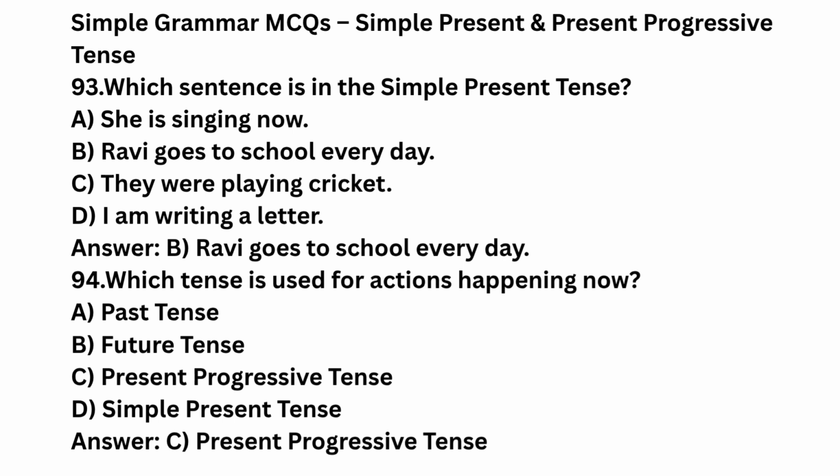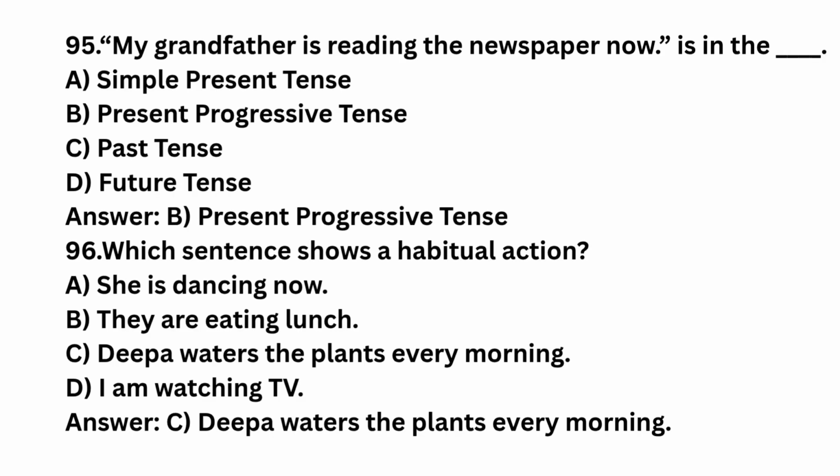Which tense is used for actions happening now? Past tense, future tense, present progressive tense, simple present tense. Answer: present progressive tense. My grandfather is reading the newspaper now. "Is reading" is in the simple present tense, present progressive tense, past tense, future tense. Answer: present progressive tense.